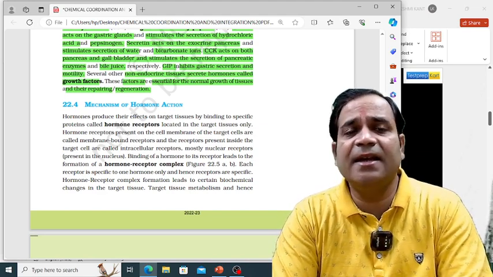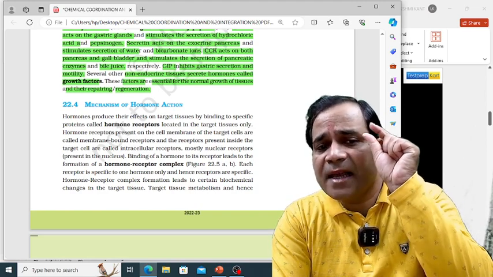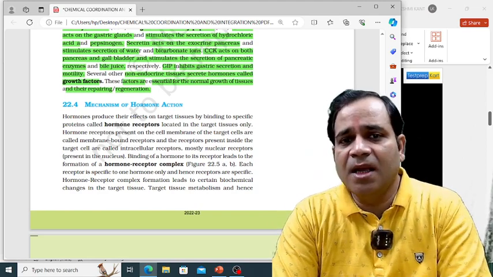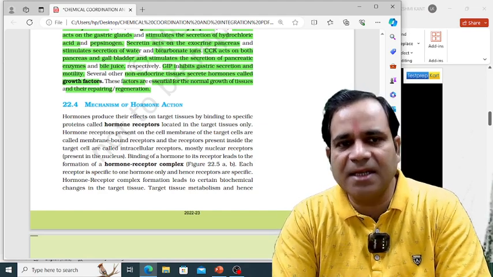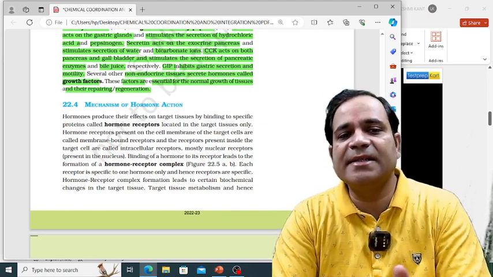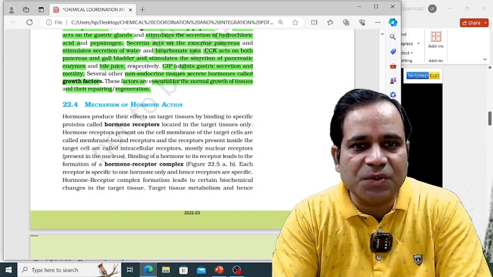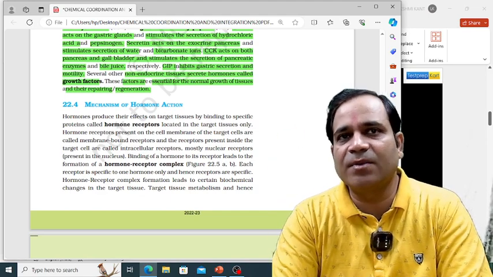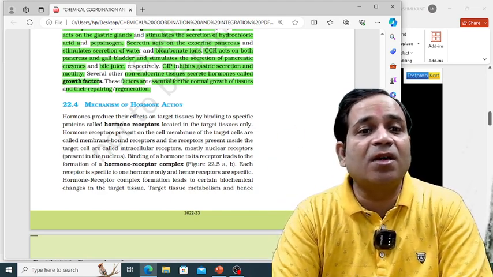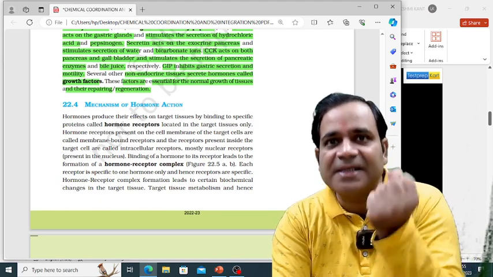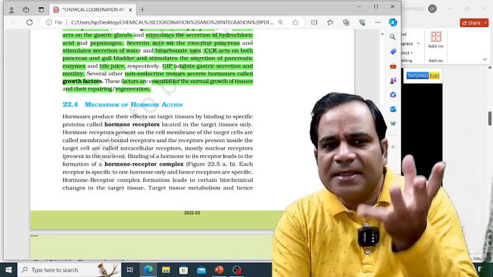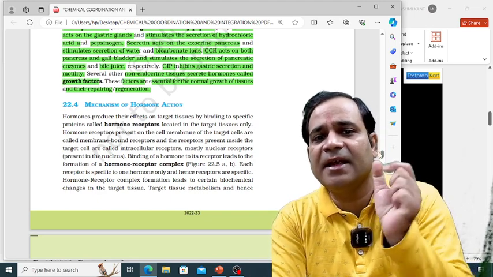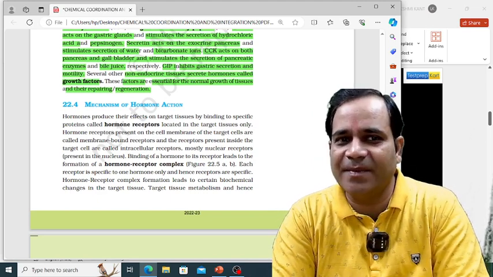You say there the hormone produces their effect on target tissue by binding to a specific protein. Again, I'm repeating, if the hormone produces their effect on target tissues by binding to a specific protein, then it is known as called what? Hormone receptors. And this hormone receptor is located where? In the target tissues only, my dear.